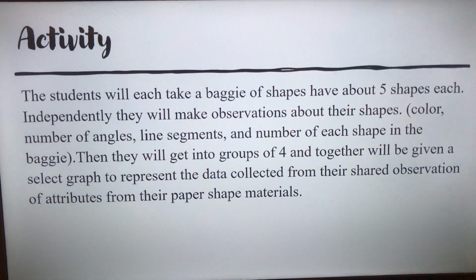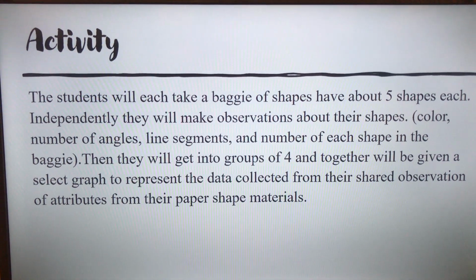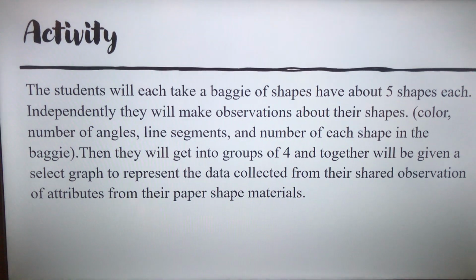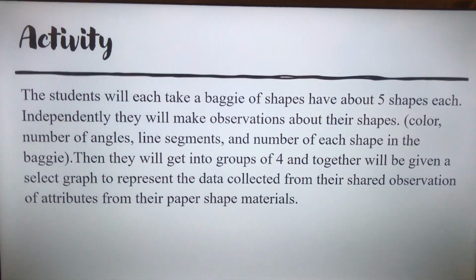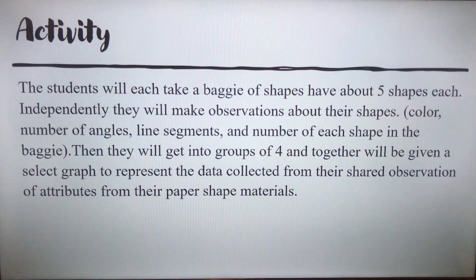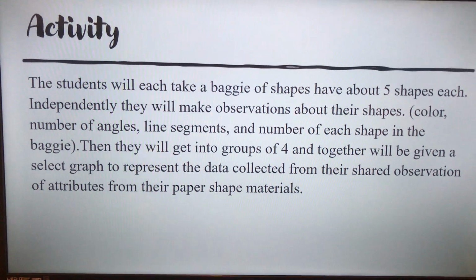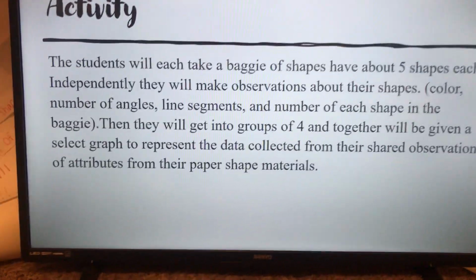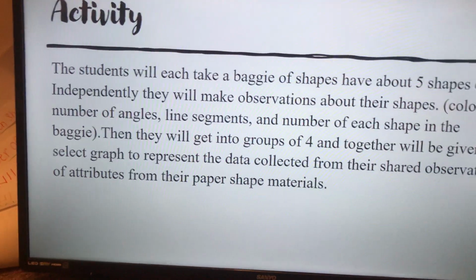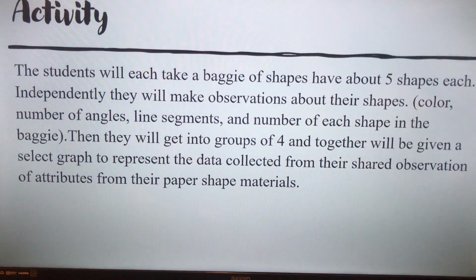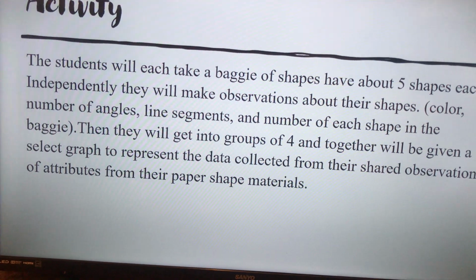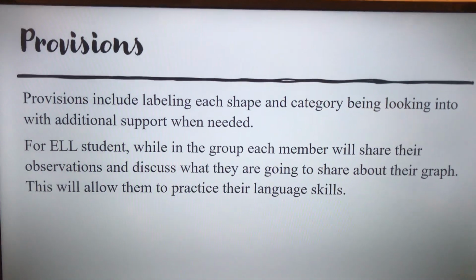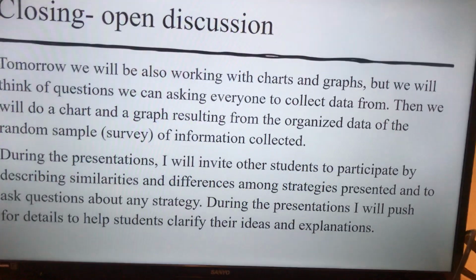After they make their observations and collect everything together, that's the time when you want to have one person in each group write down their own observations based on all the shapes. Since it is 5 shapes per person and there are 4 individuals, you should see a total of 20 different shapes that have attributes, all categorized based on their color, the number of shapes, the number of angles, the line segments, and things like that from their baggies.